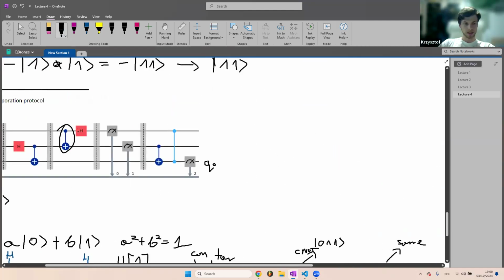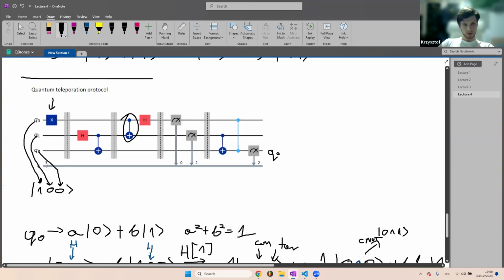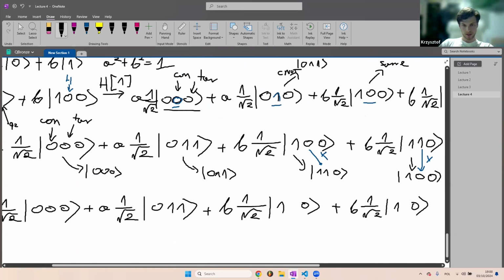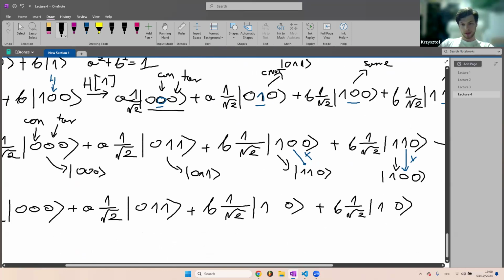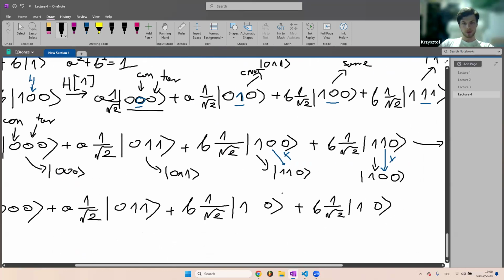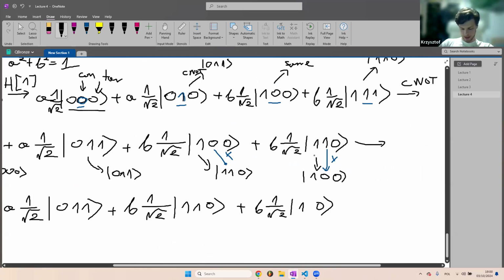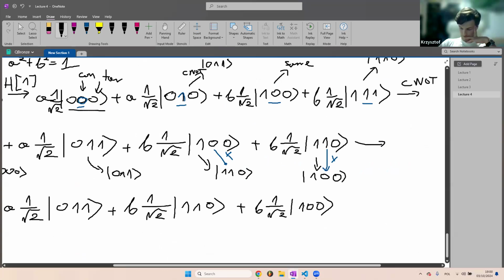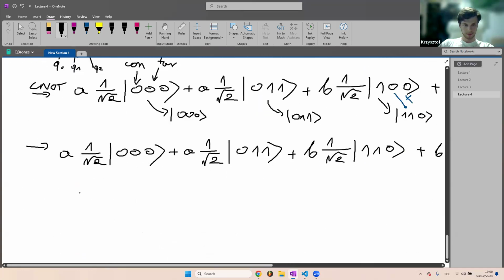So let me review this once again. The first qubit is the control and the second is the target. So control, target: this is 0, this is 1. So the control is 1, it gets to 1, 1. Okay, this is 1, 1, 0. And then 1, 1, 0, okay. And this is 1, so this should be 0, 0. Okay, that should be fine.